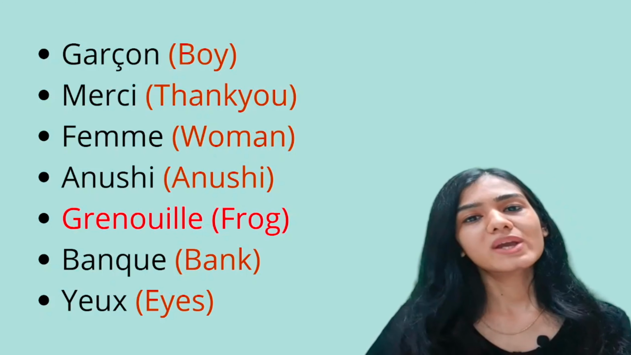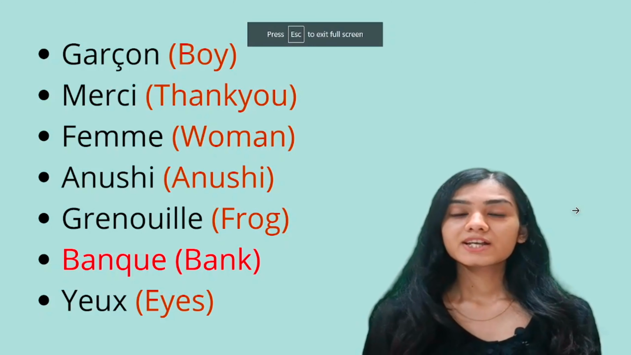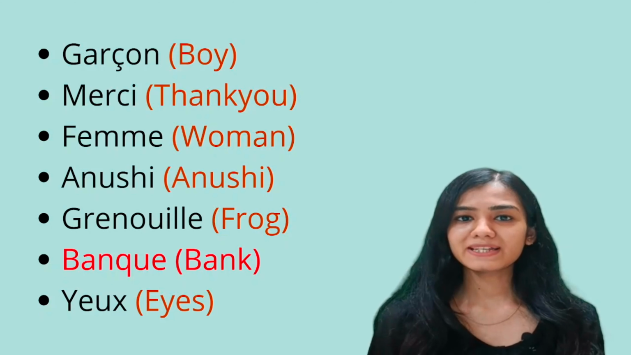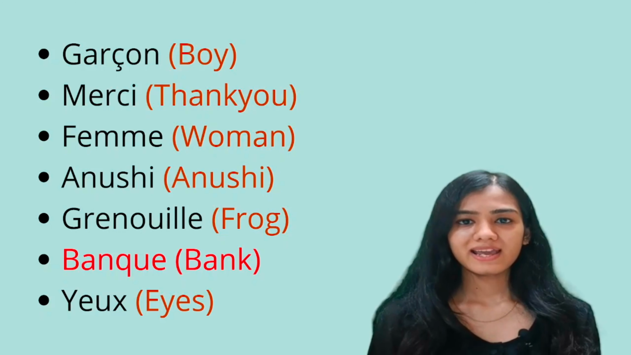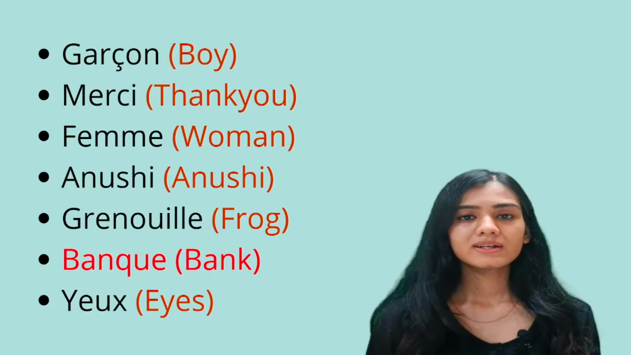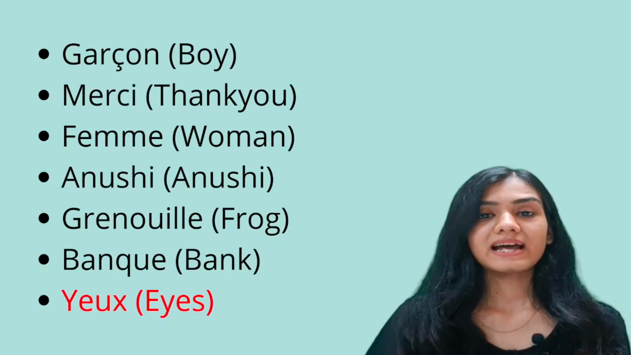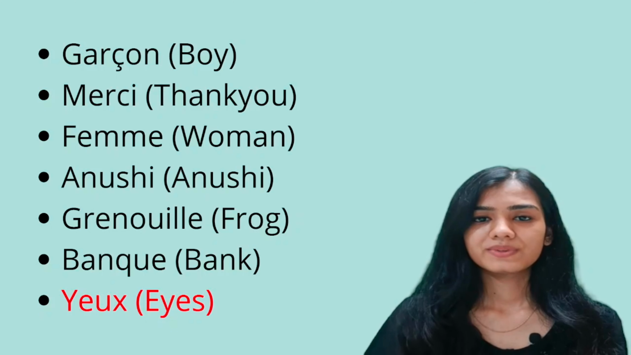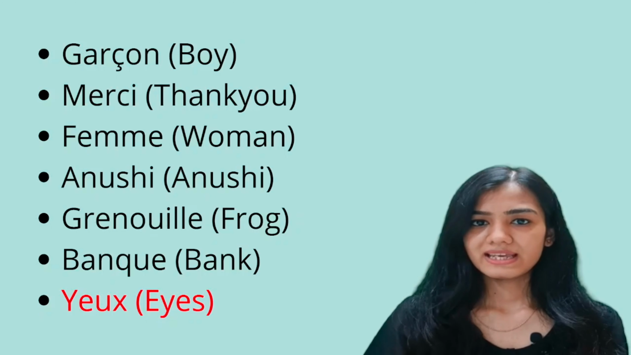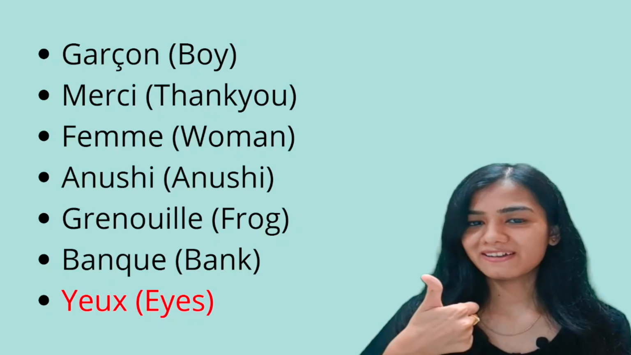Why? Because whenever there is a double L between I and E in French, it's always going to remain silent. So the next is bank in French. Bank is pronounced as bonk. B-A-N-Q-U-E. Bonk. And the last one, for eyes. So eyes in French is known as yeux. Yeux. Y-E-U-X. Yeux. Très bien. So that's it for today's class.